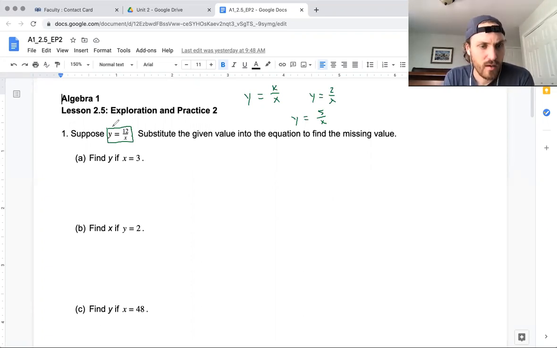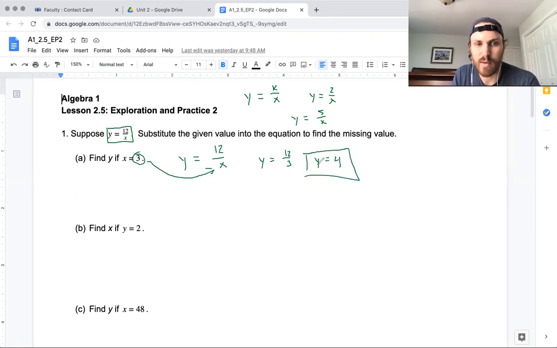What we're going to begin with is number one, where you're basically just substituting in a number for one of the variables and then finding the other variable. So let's check for A. It says find y if x equals 3. First of all, I'm just going to write out my equation, y equals 12 over x. Then I'm going to take that 3 and plug it in for x. So I'll get y equals 12 over 3. And then I can simplify and get y equals 4.